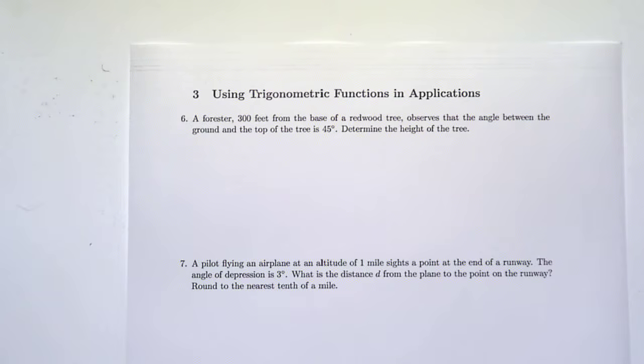the angle between the ground and the top of the tree is 45 degrees. Determine the height of the tree. All right, so in order to see how this problem should be solved, we need to draw a picture, and in our picture we should see a triangle pop up. Okay, so I just like to go through the problem and draw what I read.